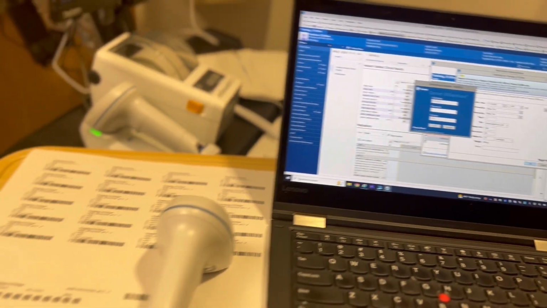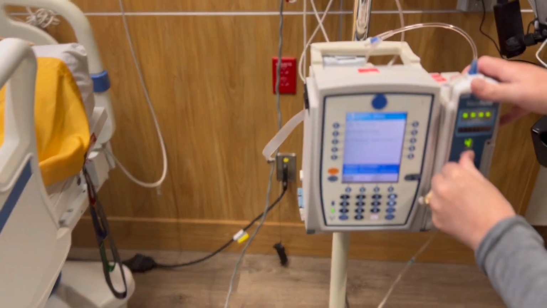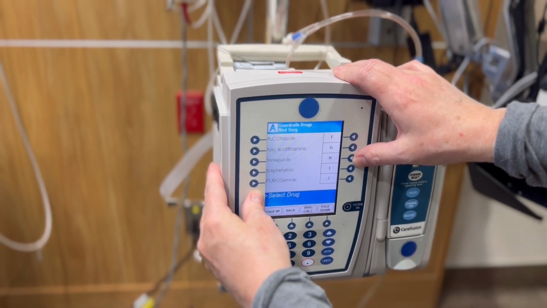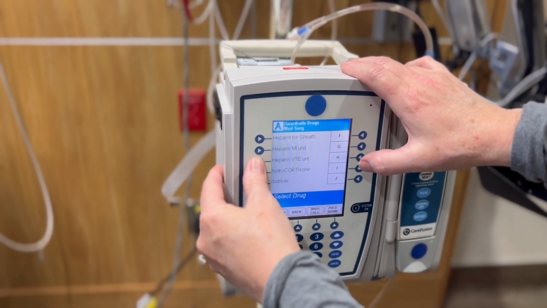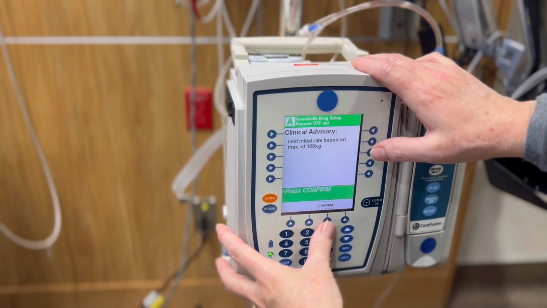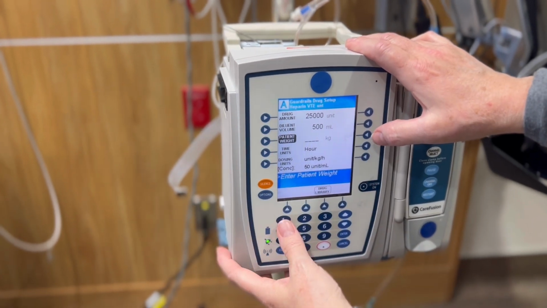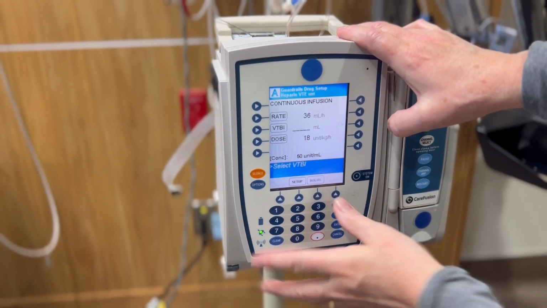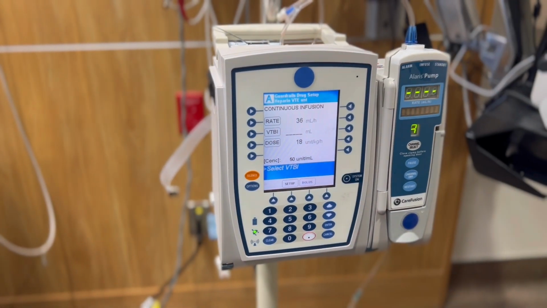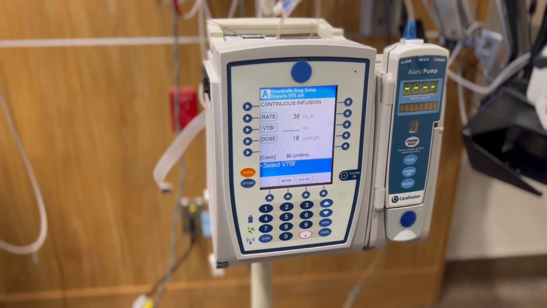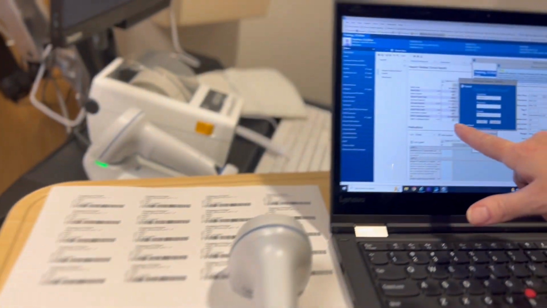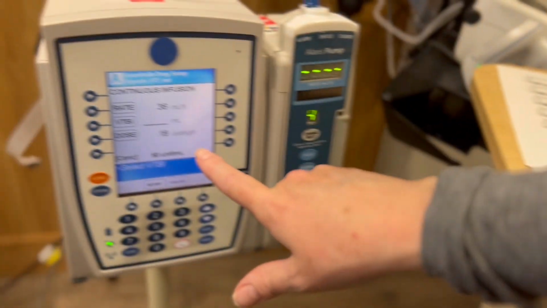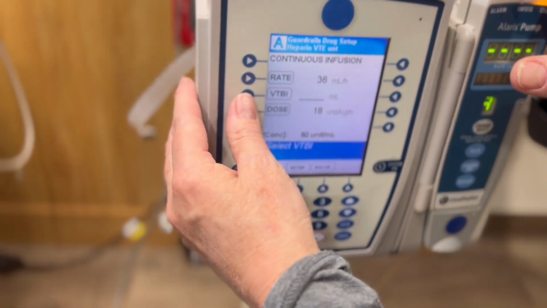So I'm going to come over here to my pump. My patient's weight is 100. It starts it off at 18. Well, I'm going to come over here and I'm going to look. Is 18 what I want? 18 units per kilo per hour. This is 18 units per kilo per hour. My volume is going to be.